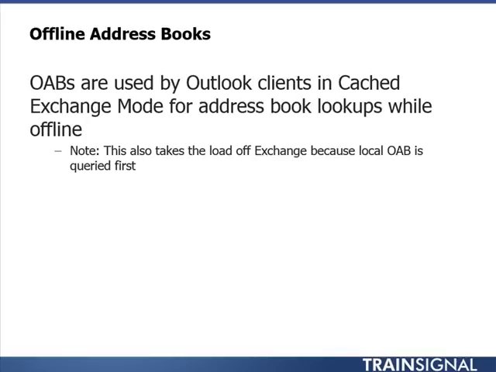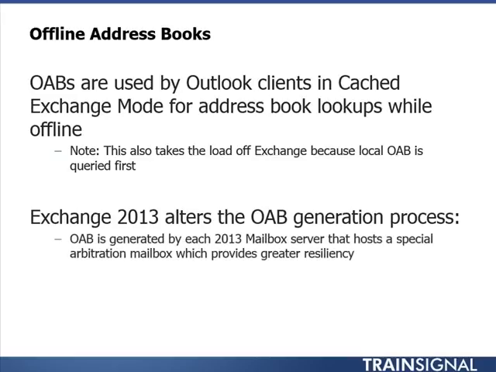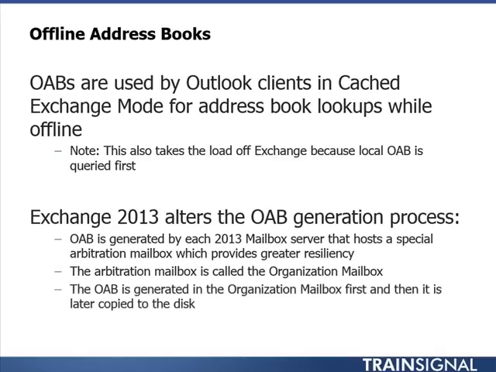Well, that's changed. Exchange 2013 alters the offline address book generation process. So ultimately, the offline address book is generated by each 2013 mailbox server that hosts a special arbitration mailbox, which actually provides for greater resiliency. The arbitration mailbox is called the organization mailbox. And so the offline address book is generated in the organization mailbox first, and then it's later copied to the disk.